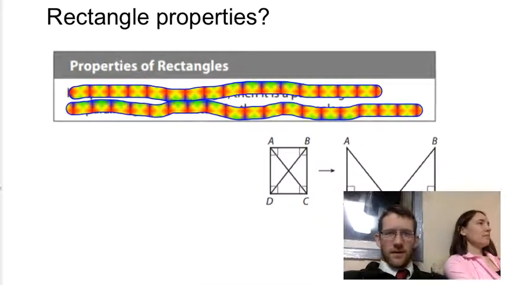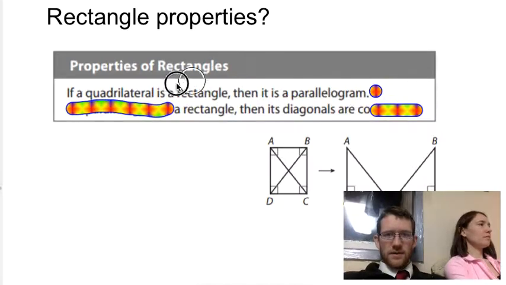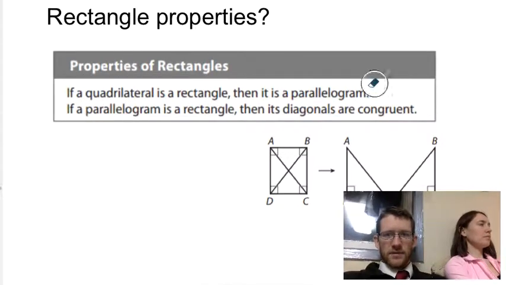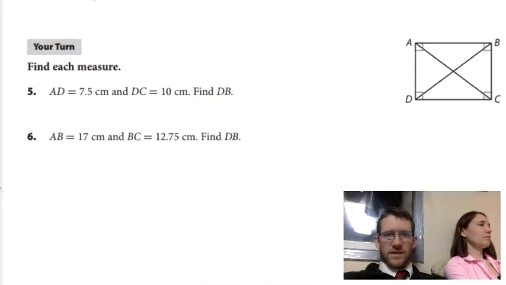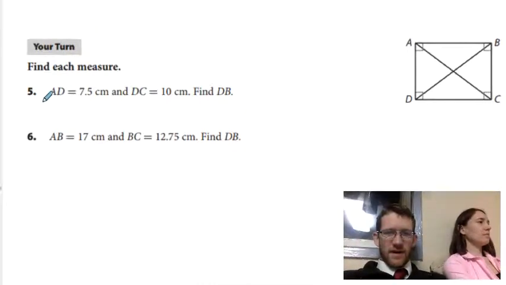Rectangles are parallelograms with 90-degree corners, but as it turns out, there's actually a cool property with these guys, and it has to do with their diagonals. As it turns out, the diagonals are congruent. So we can actually use this property to draw some conclusions for things. For example, we could do number 5 here.